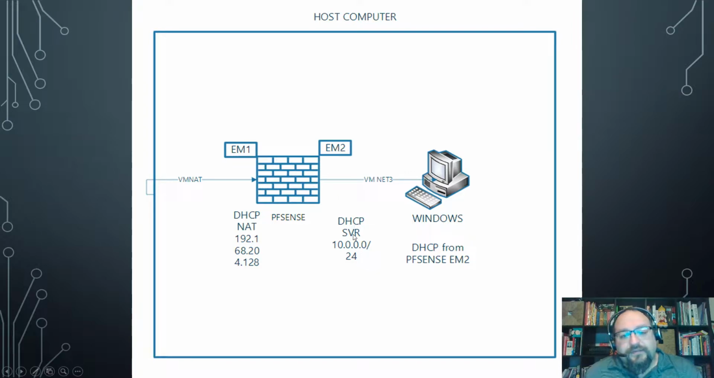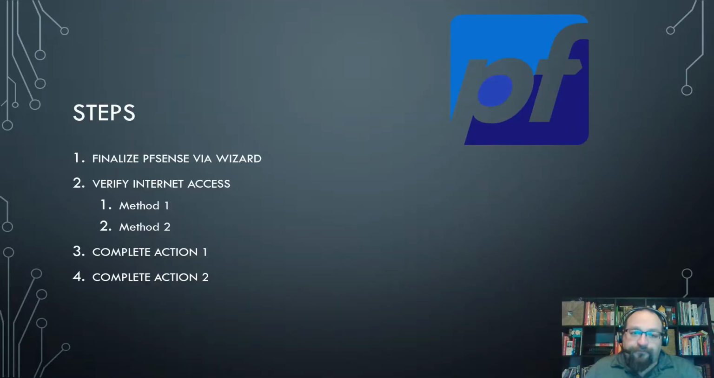Then through EM2, which will be on VMnet 3 through DHCP, which pfSense provides to us as a server, a 10.0.0.0/24 network to Windows, which will then receive a DHCP address of 10.0.0.something, probably, if you follow the video, starting at 5 on to 254. That is given to us off EM2 through the Ethernet interface on Windows.